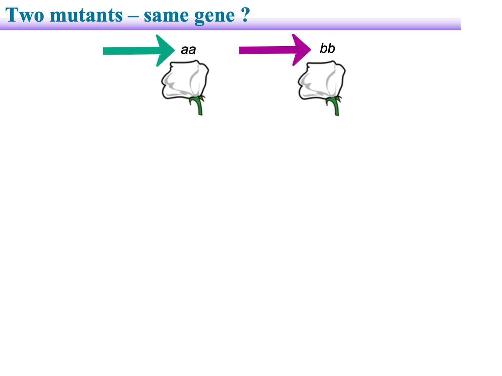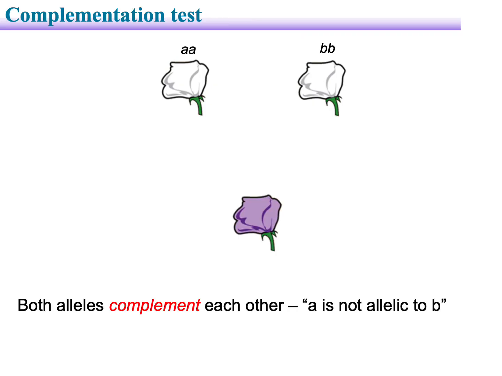To answer that question, we use a complementation test. We cross the two mutant plants and look at the flowers in the progeny. If the progeny flowers are purple, we say that the alleles, or the mutations, complement each other. Something was broken in the A line, but crossing it with the B line fixed it, and vice versa. We also say that the A mutation is not allelic to B. In other words, the two mutations must not be alleles of the same gene. They have to be in different genes.